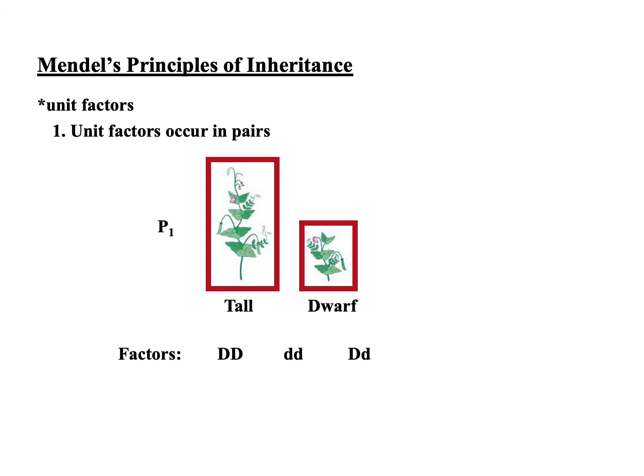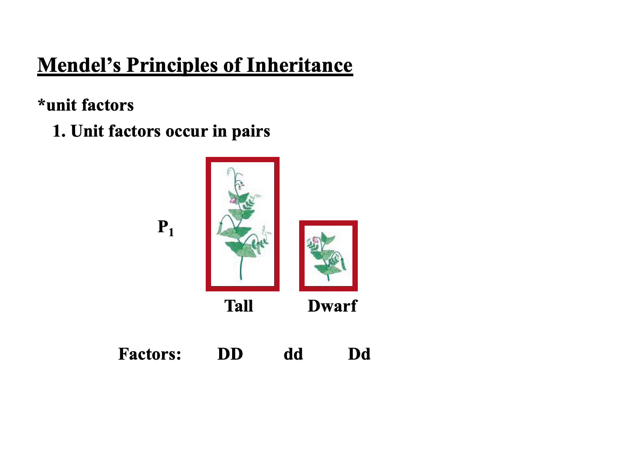The first one is that these unit factors that we've just defined must occur in pairs in every individual. If in fact they do occur in pairs, there are 3 different possible combinations that could exist. If an individual had 2 copies of unit factors that were instructions to make tall plants, well, it makes sense, that would result in a tall plant. If an individual had 2 copies of the unit factors that were instructions to make dwarf plants, well, then the plants would be, in fact, dwarf.